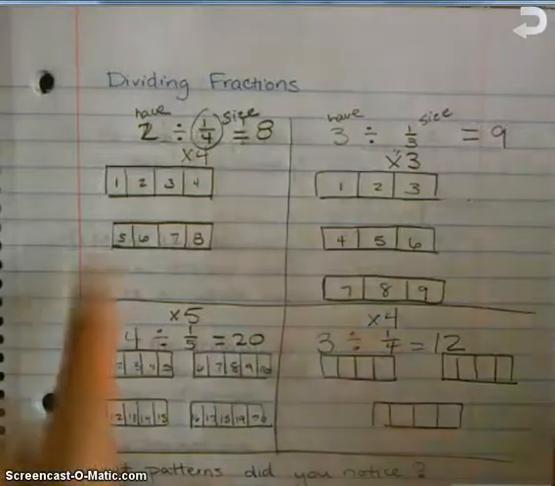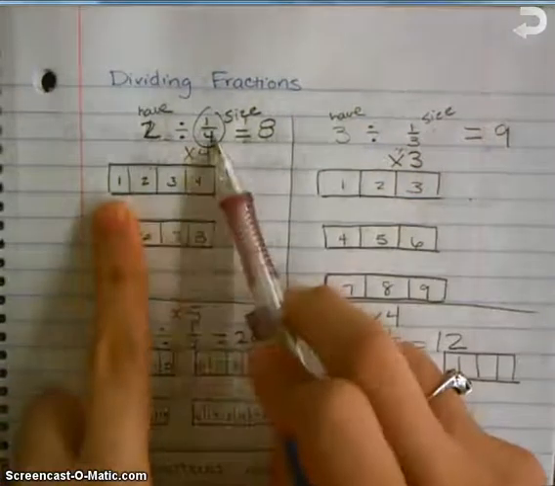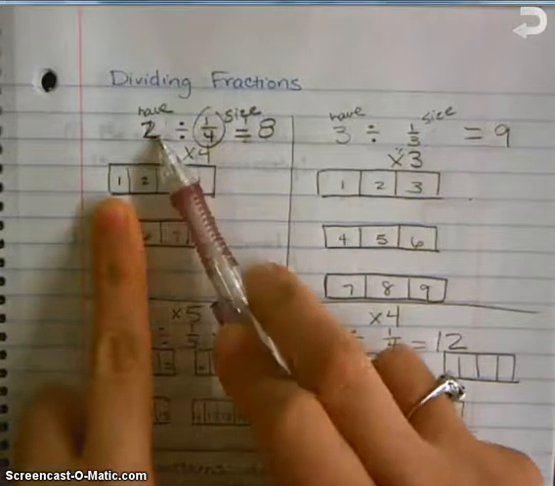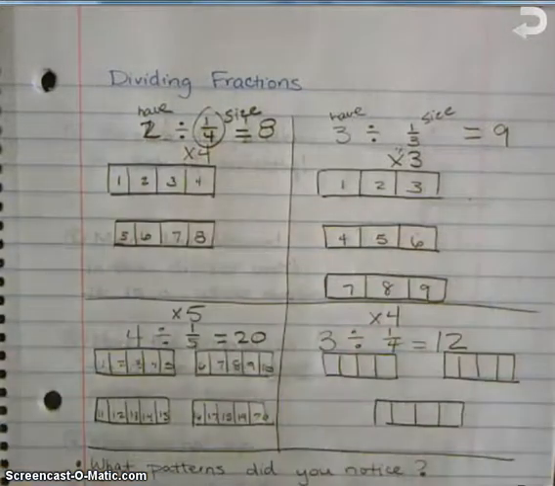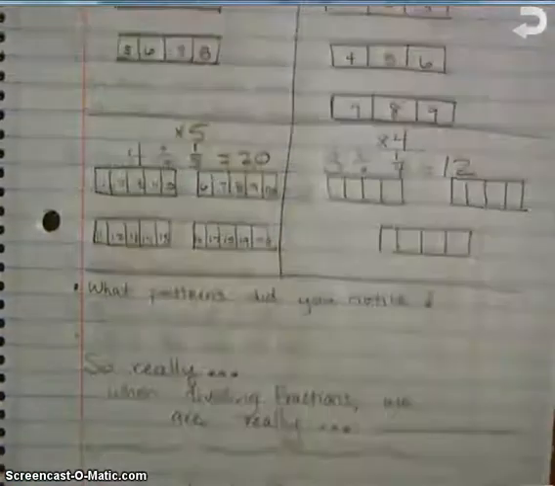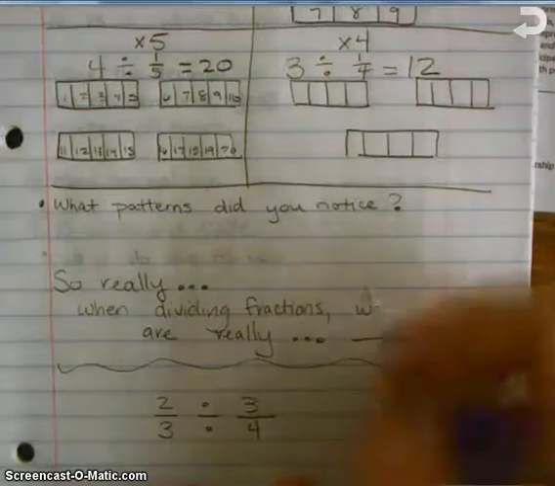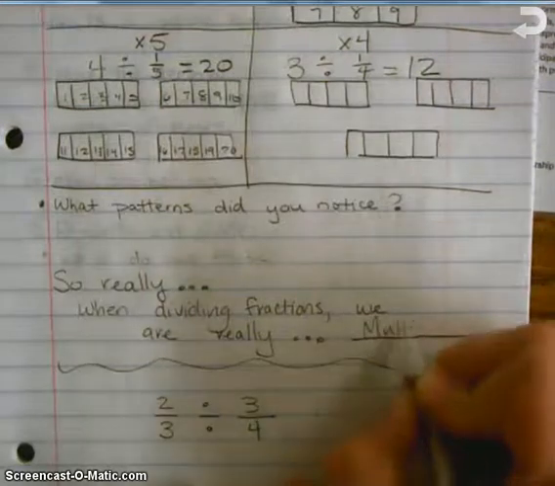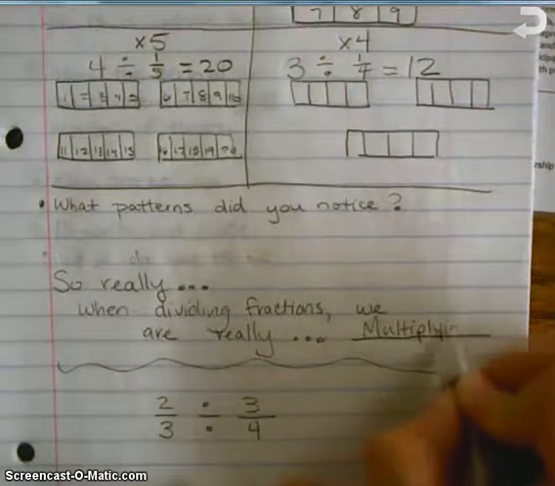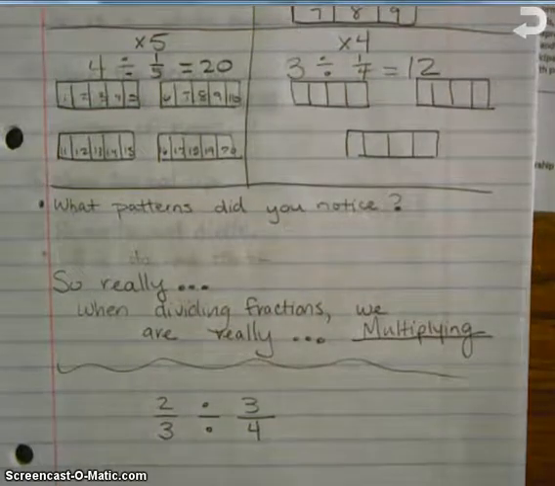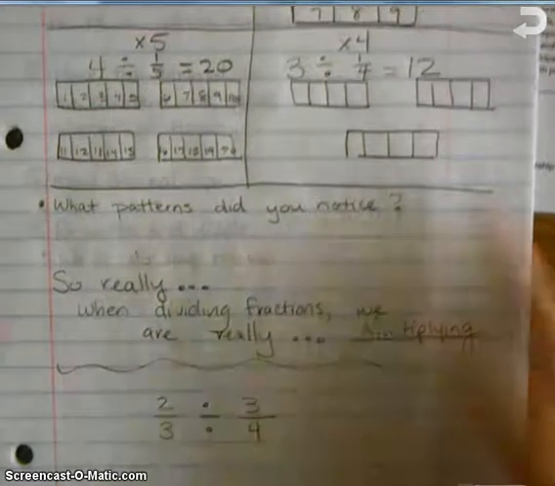And the reason why that is because if each piece is 1/4, I'm going to be able to get 4 pieces out of each whole. So even though I'm dividing by a fraction, I'm technically multiplying. So really, when dividing fractions, we're not really dividing. We are really multiplying. Okay, and what we're multiplying by is the inverse of a number.